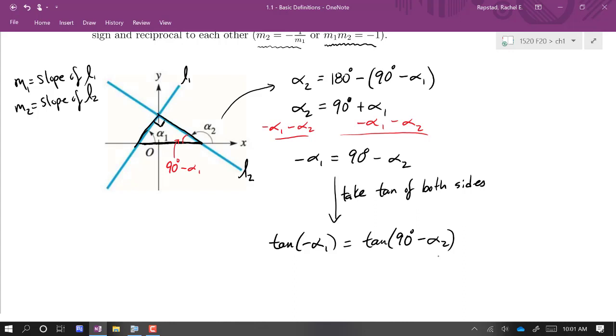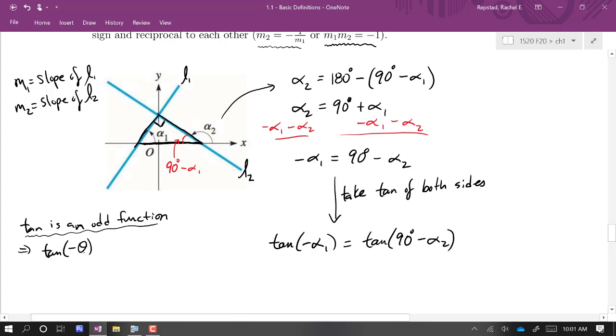They're facts that you've probably learned, maybe you've forgotten at this point, and that's fine. I'm going to remind you, tangent is what we call an odd function. And what that means is that if I have tangent of a negative angle, like negative theta, that's equal to negative tan of theta. That's not generally true for all trig functions. It's only true if the function is odd. It's because it has symmetry about what we say. We say it has symmetry about the origin.